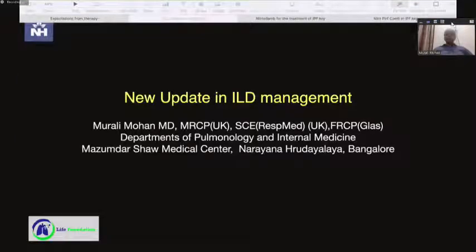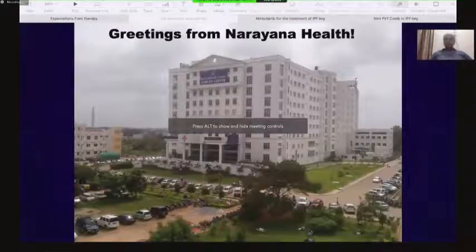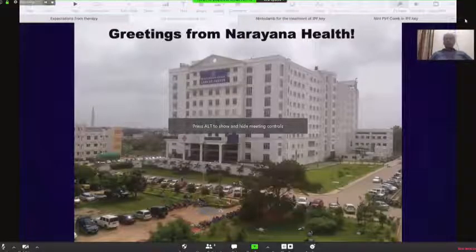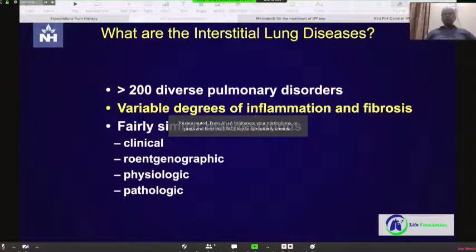So I belong to Narayan Hridayalaya Hospital. I have a very nice team, and I'll show you their pictures at the end. We have a big multi-specialty hospital along with a cardiac center. And we, in our multi-specialty hospital, deal with these interstitial lung diseases. I assume this is a group mainly of pulmonologists.